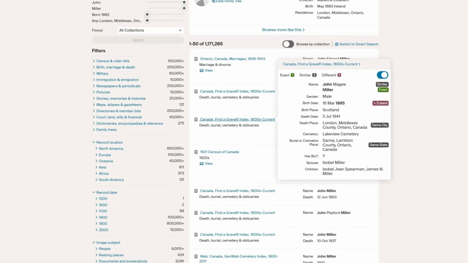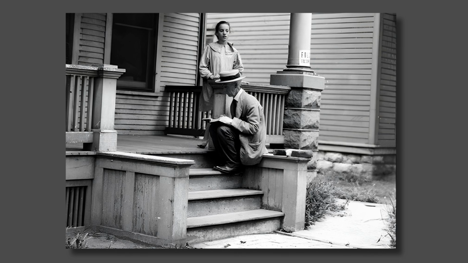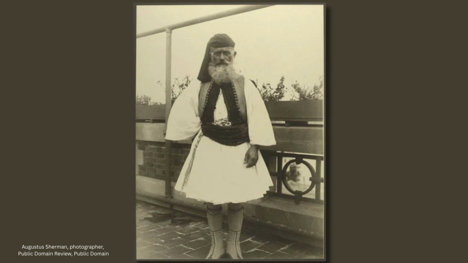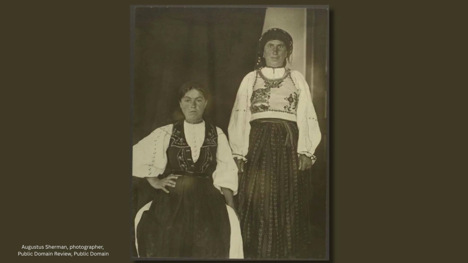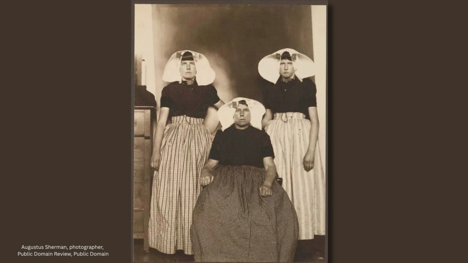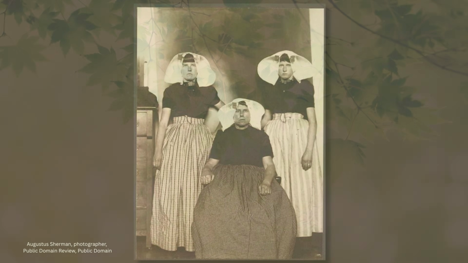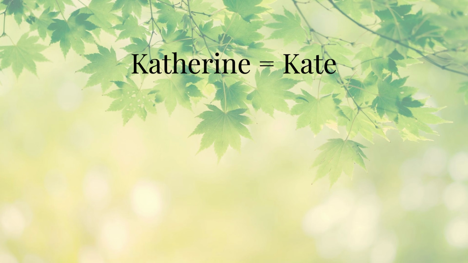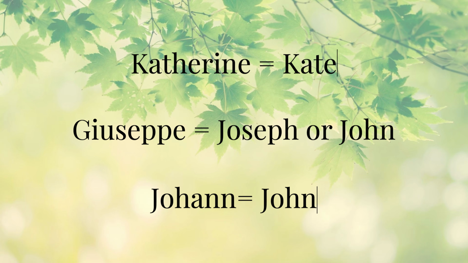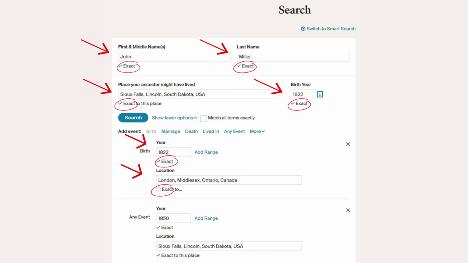Think about census records. The information may have come from a neighbor, a child, or whoever happened to answer the door that day. If your ancestor had a strong accent, that created even more problems. A German surname might be spelled 3 different ways in the same decade. Women are especially difficult to track because names changed after marriage, and first names were often shortened or Americanized. Catherine became Kate. Giuseppe became Joseph or John. Johann became John.